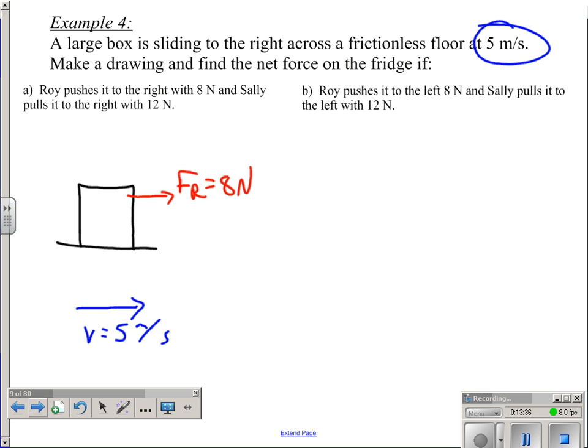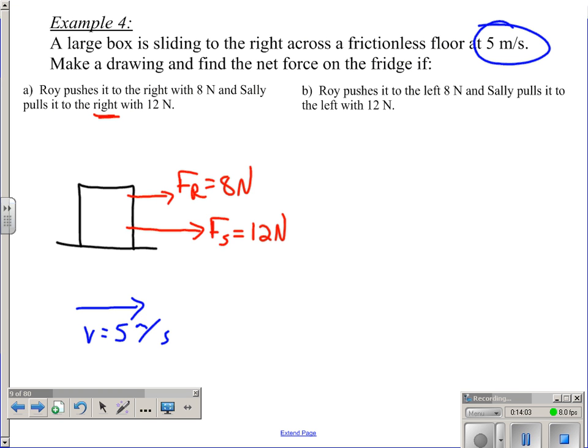Sally's also trying to make it go to the right. She's pulling instead of pushing, but again, what's important is the word right. She's got a force of 12 newtons. So watch how I do this, you guys. This arrow, I'm going to draw it a little bit longer because it's more force. Okay? The length of a vector is important. The longer you draw the arrow, the longer you draw your vector, the more force or velocity or whatever you're indicating. Okay? So that's that.